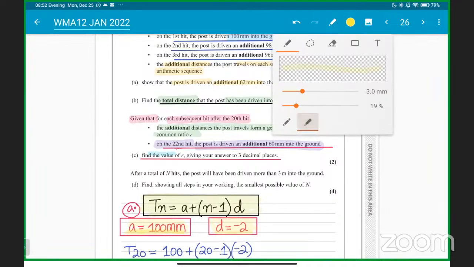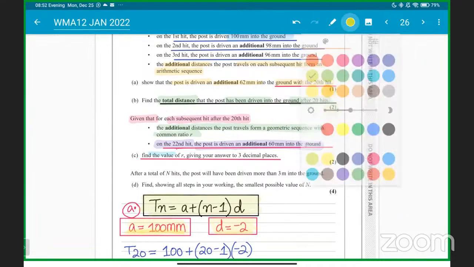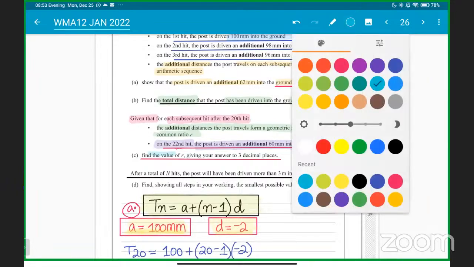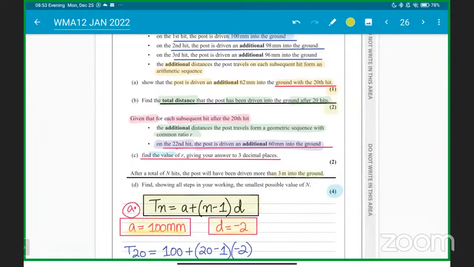So the next thing is, after a total of n hits, follow very carefully, very important for 4 marks. The examiner is asking, after a total of n hits, the post will have been driven by more than 3 meters into the ground. Find, showing all the steps in your working, the smallest positive value of n. It's a very important thing.